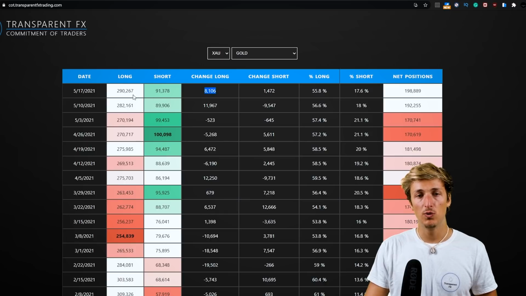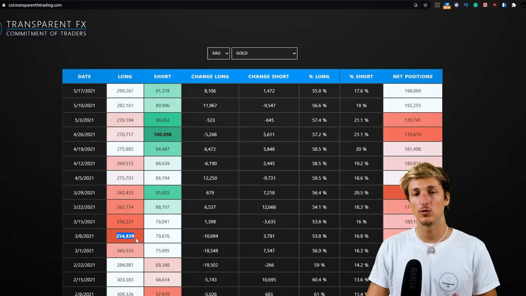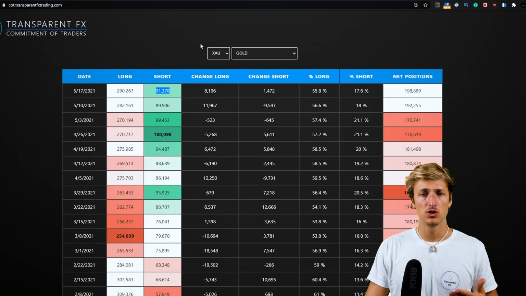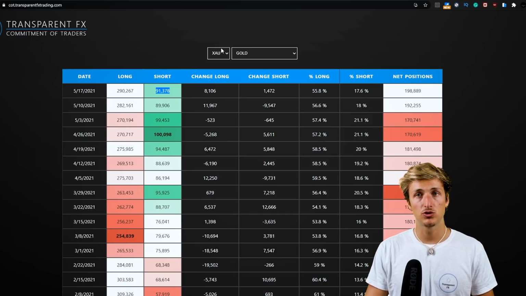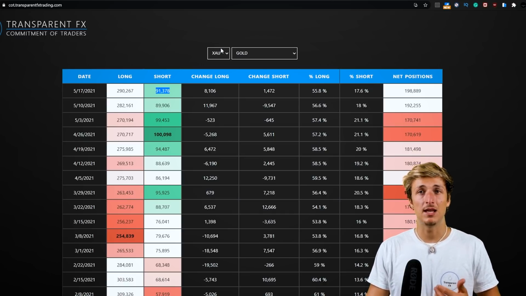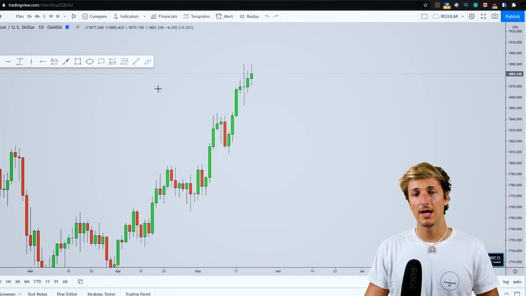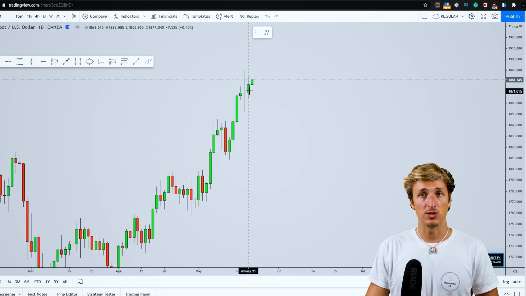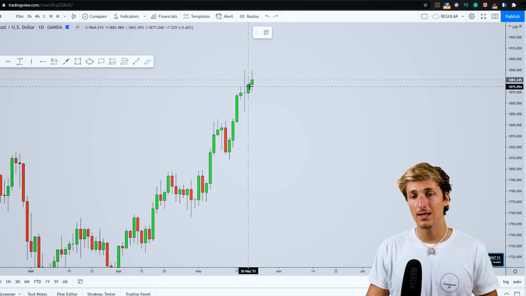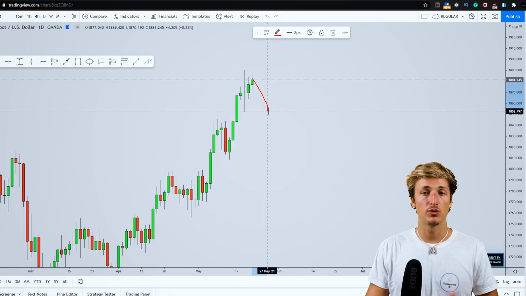with 8k longs added with the last report, reaching 290k long positions from the 254 that we had here, and overall shorts have been dropping from 100k to 91k. So shorts are getting decreased, longs are getting increased, net positions are increasing, meaning that overall from an institutional perspective, gold is seen in a quite bullish way, which aligns with what we already want to see from a technical perspective.